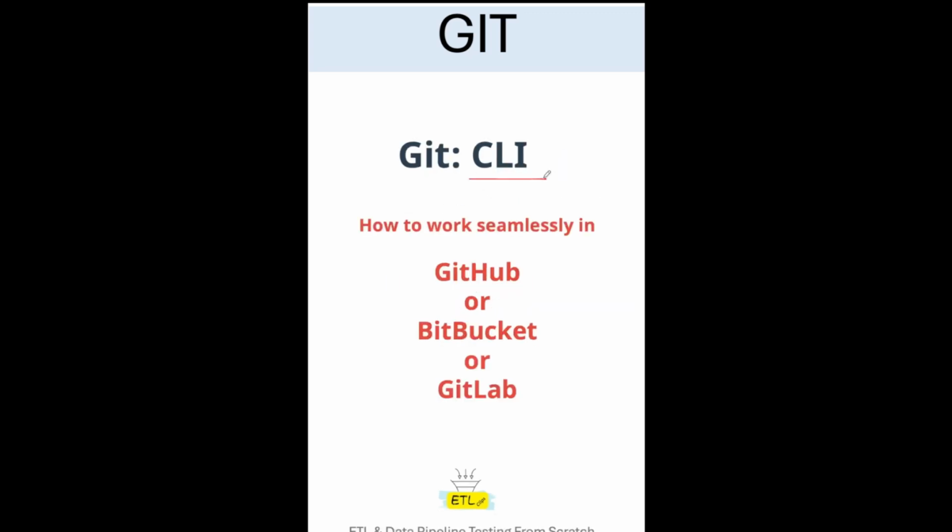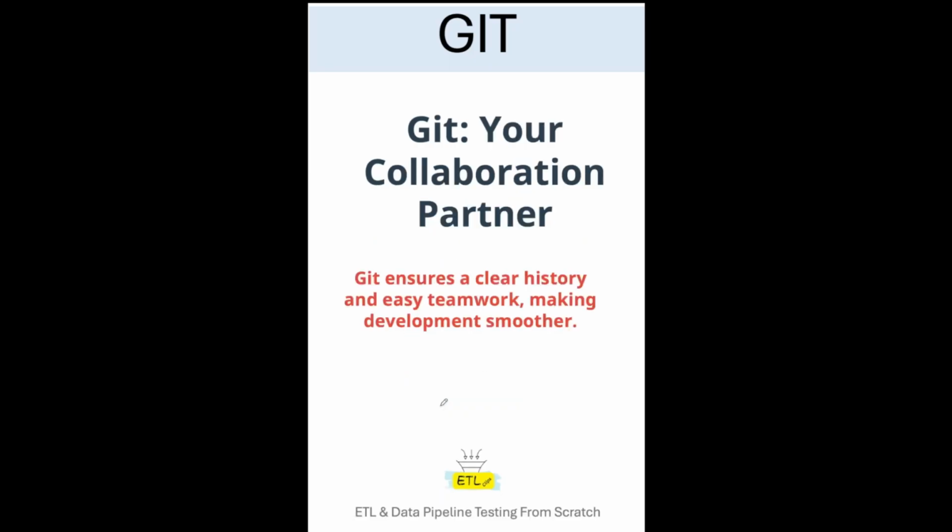CLI, command line interface. Why is it so important? As a manual tester, you must know the basic CLI commands Git provides, so you can seamlessly work with GitHub, Bitbucket, or GitLab. Git as your collaboration partner. Git ensures a clear history and easy teamwork, making development smoother.